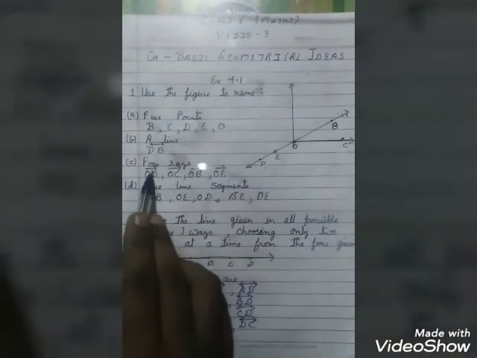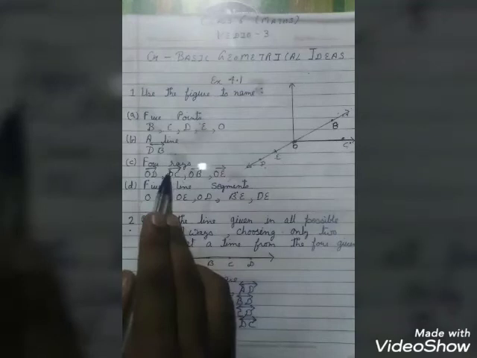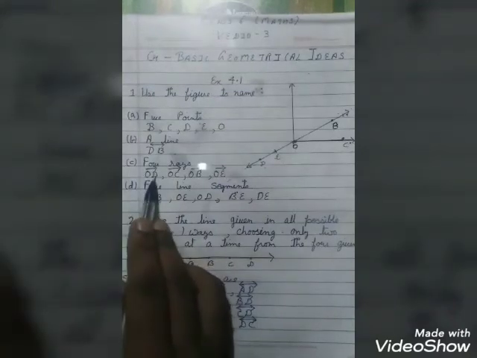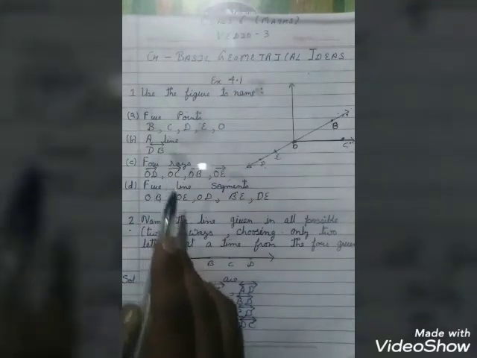See, in our ray we have put the arrows also. That point O is fixed and it will move towards point T.